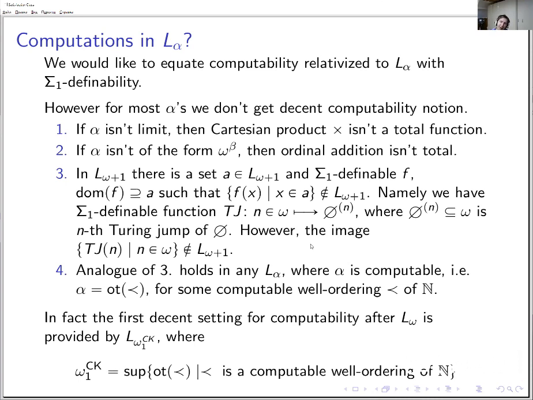By a slight modification of this example, we could show that we wouldn't have the image of, say, the natural numbers under a certain sigma 1 definable function in all L alphas where alpha is a computable ordinal. I recall that a computable ordinal is an ordinal that is the order type of some computable ordering.